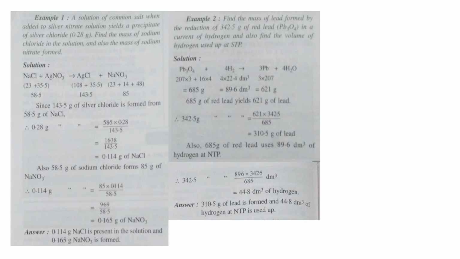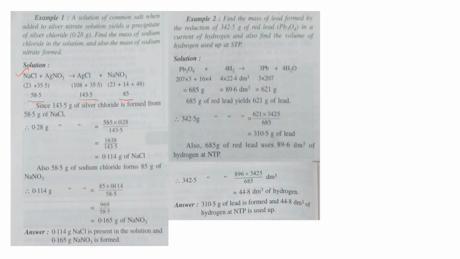Silver nitrate and sodium chloride, these two things are reacting. So NaCl plus AgNO3 is giving you AgCl plus NaNO3. And it is a balanced equation. After that you write the molecular mass of each and every compound. You can write AgNO3 also, no problem. Here AgNO3 is not required, that is why it is not written here.